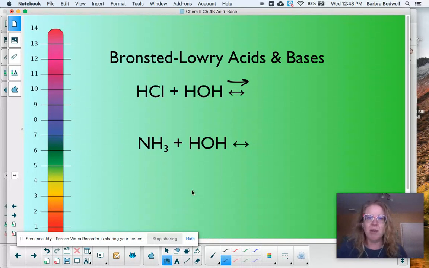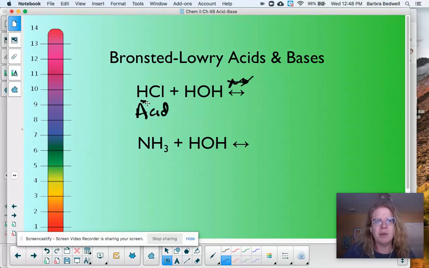So we call this an equilibrium equation. We'll talk about this more in a future video, but I just wanted to point out why I have this double arrow here as opposed to the single arrow. So what's happening here? If we have HCl and HOH, this is hydrochloric acid, and this is water. Here's our acid, right? This is the one that's got the hydrogen to it. What is this going to do when we put a strong acid in water?